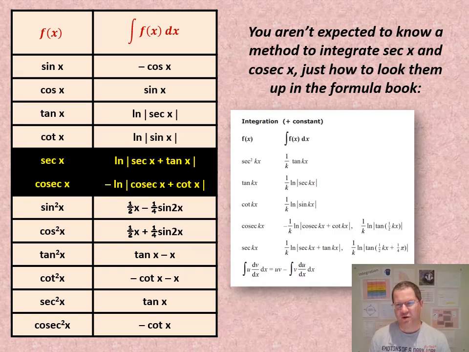Now, we aren't expected to know a method to integrate sec x or cosec x, so we can just look them up in the formula book. And as you can see, as well as the integrals of sec x and cosec x, although they've written them as sec kx and cosec kx, we also have the integrals of sec squared kx and tan kx and cot kx.